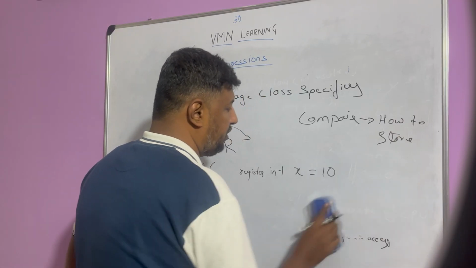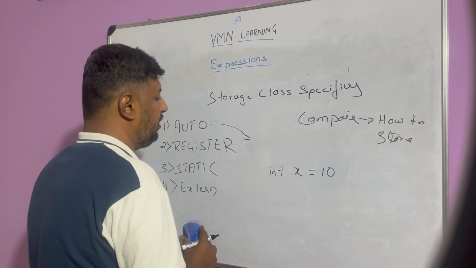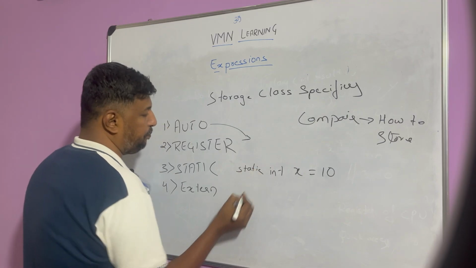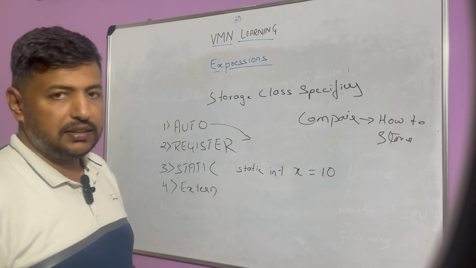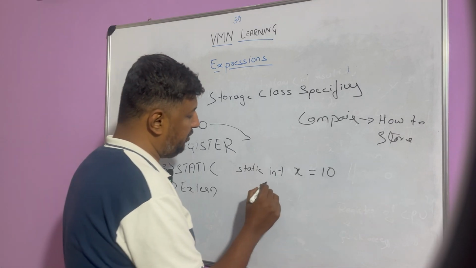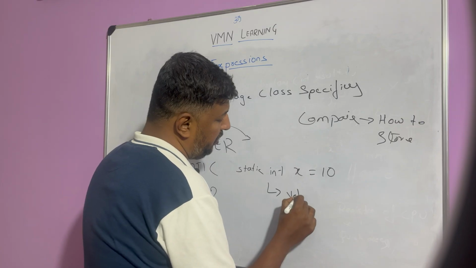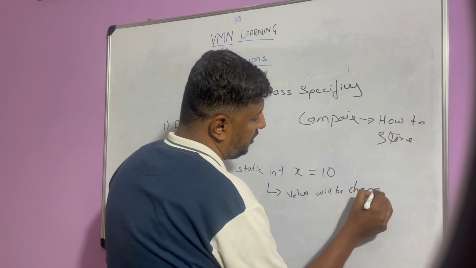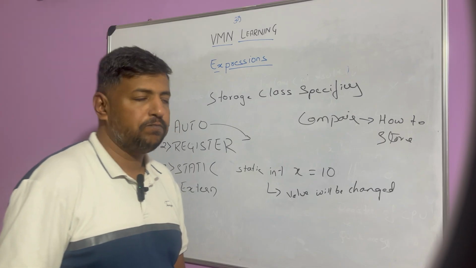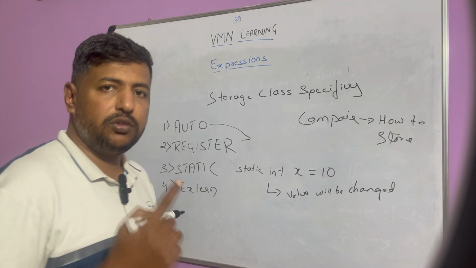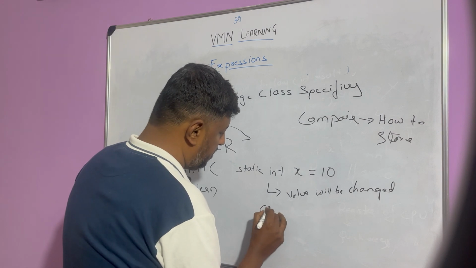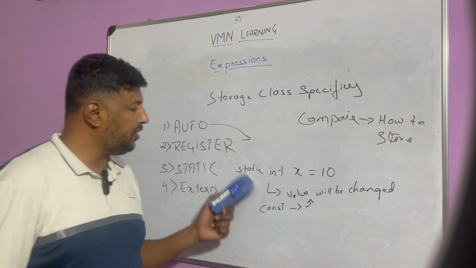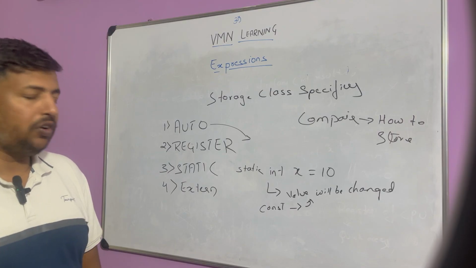Okay. The third one is static. Static is something that doesn't change the value. Value will not be changed. Yesterday we also learned const: value will not be changed. Okay, what is the difference between static and const?